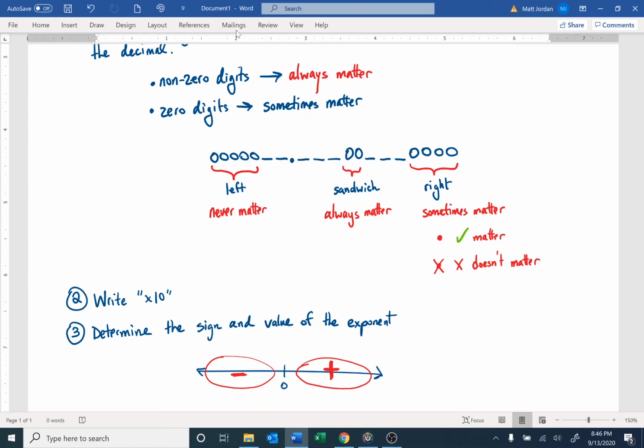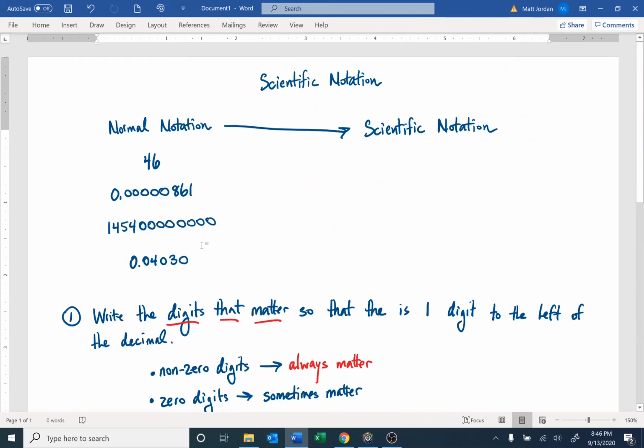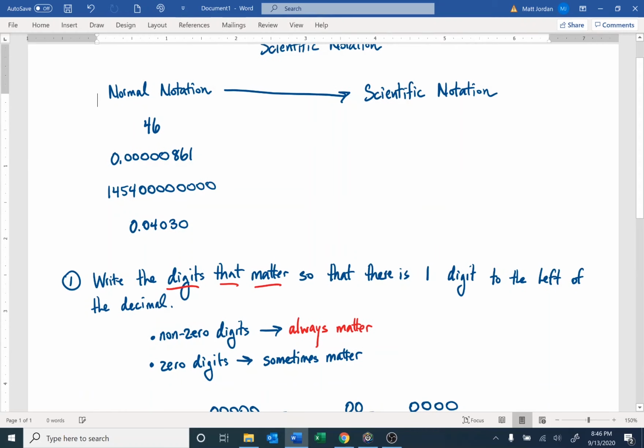So let's go up and look at our examples and use these rules to turn them into scientific notation values. All right, for 46, I want to write that in scientific notation over here. It says write the digits that matter so that there is one digit to the left of the decimal. So both 4 and 6 are not 0. So I'm going to write 4 and then 6, and then I need to add a decimal between the 4 and the 6. That means there is one number to its left, the 4. Okay, so number 1 is done.